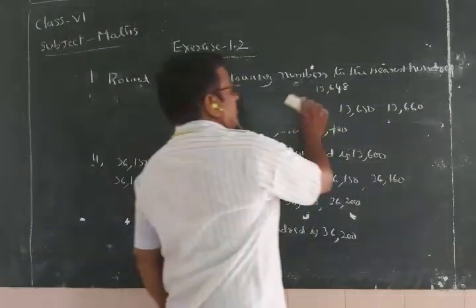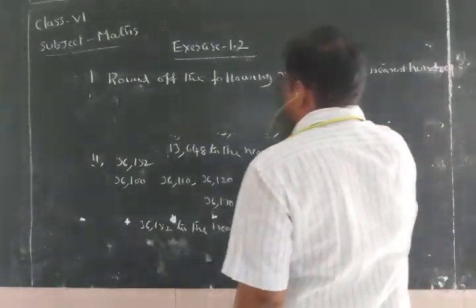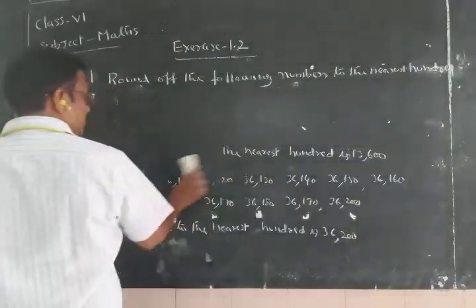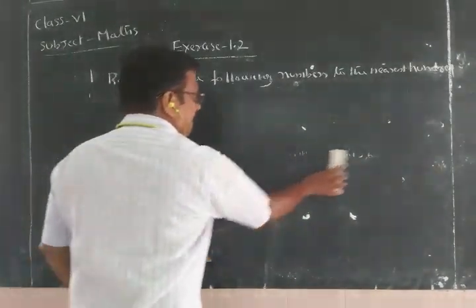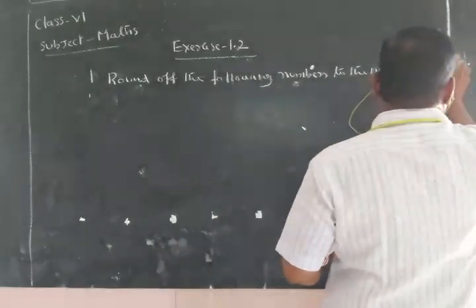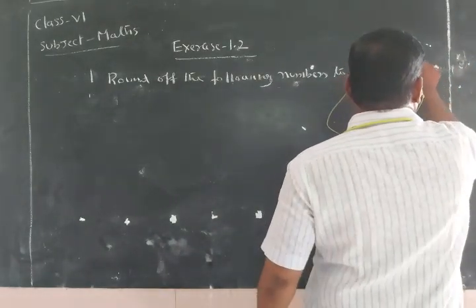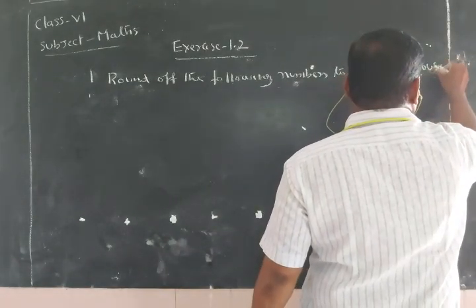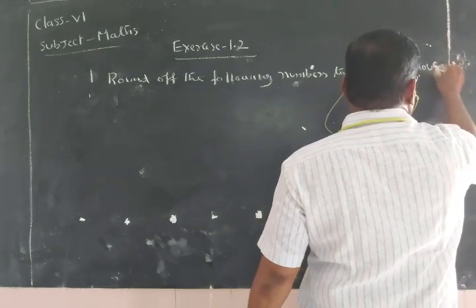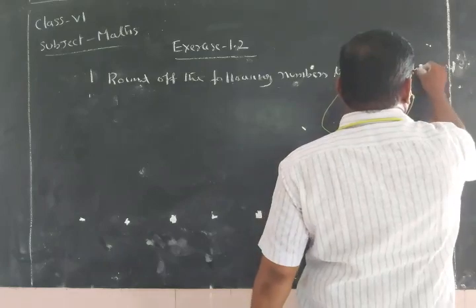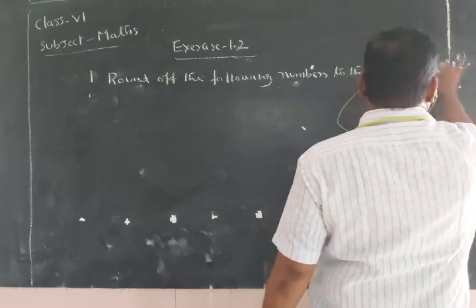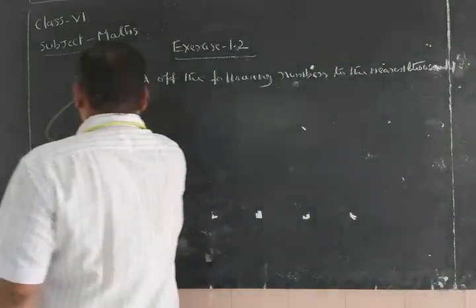Now round up the following numbers to the nearest 1,000. Nearest 1,000. So now the first sum is 1,000.